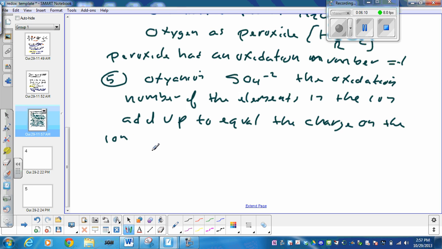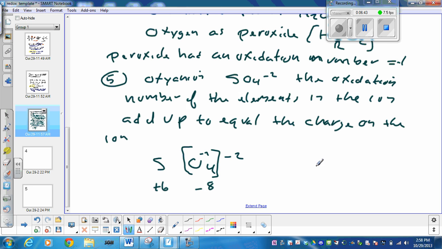So let's look at sulfate. SO4 minus 2. So each of these is a minus 2, which means that the total here is minus 8. The sum of minus 8 and sulfur has to be equal to minus 2. That means in this case the sulfur has a plus 6 oxidation number. This allows us to be able to predict oxidation numbers of elements that can vary.